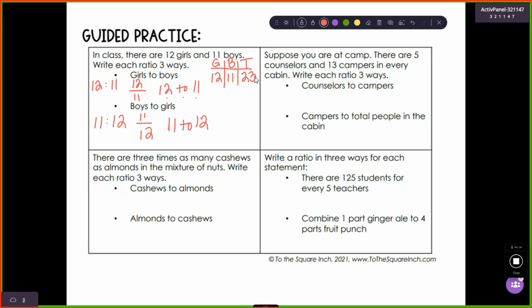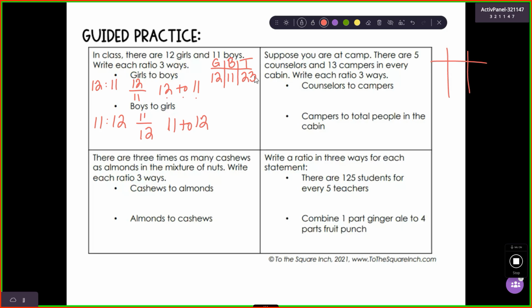So let's do it again. Suppose you are at camp. There are 5 counselors and 13 campers in every cabin. Write each ratio 3 ways. Okay? So here we go. My ratio what?